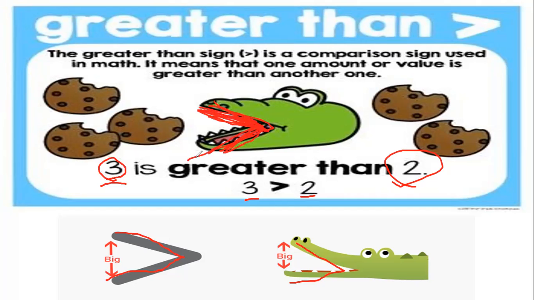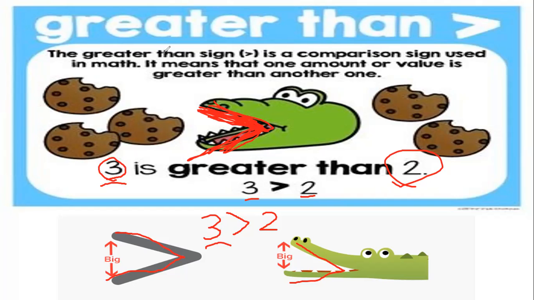Now you have to compare between the two numbers, that is 3 and 2. Which is greater? We have the number 3 and then we have the number 2. Which is the more here? The greater is number 3. So you put a sign here so that it looks as if the crocodile is eating the bigger number, that is number 3. How do you read this? You read this as 3 is greater than 2.